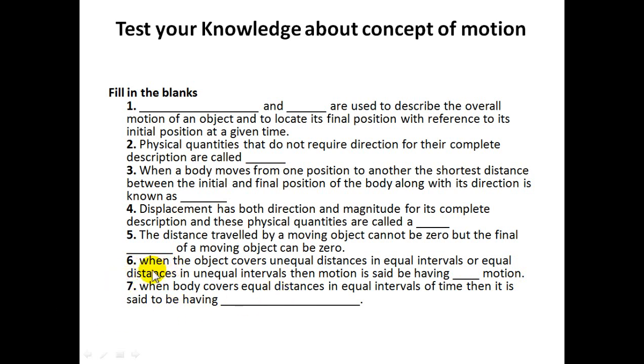And what will the answer be for this, when the object covers unequal distance? Here it is written: unequal distance in equal intervals, or equal distance in unequal intervals. If any of the two criteria falls in unequal, then it will be considered non-uniform motion. It is not important that the distance is unequal and the time is equal; only in that case it will be considered non-uniform motion. Also, if the distance is in equal intervals but the time is not in equal intervals, then also it will be considered non-uniform motion.